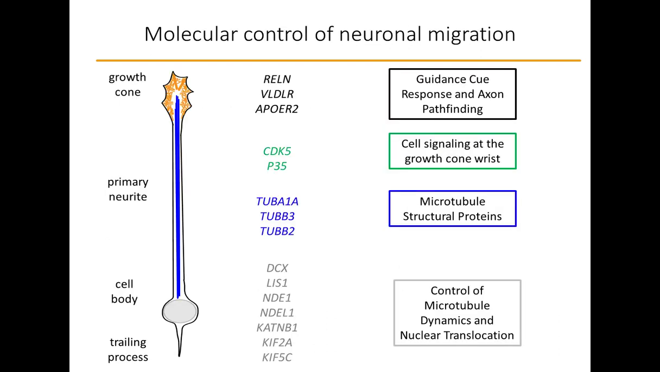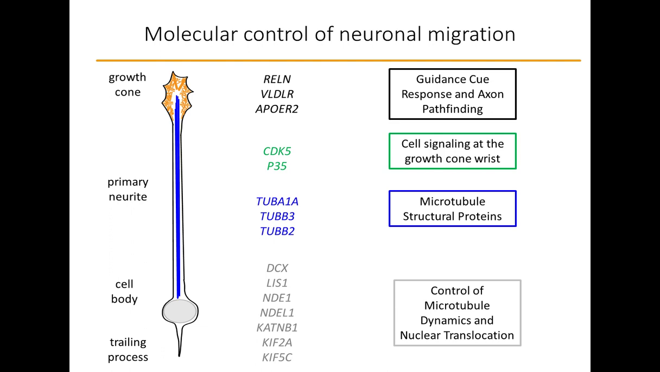So neuronal migration has been studied for decades in animal models, but only recently have we been able to link human mutations to a lissencephaly phenotype. In this structure of a basic bipolar translocating neuron, we can identify various mutations that affect a variety of processes. For instance, mutations in reelin, VLDLR, and ApoER2 tend to affect growth cone control by altering recognition of guidance cues. Other genes like CDK5 and P35 alter cell signaling cascades that affect multiple cellular processes.